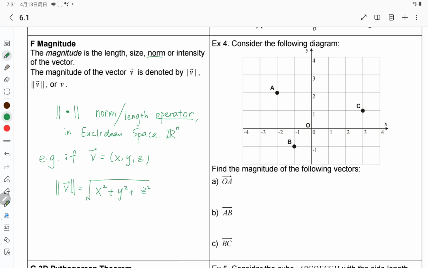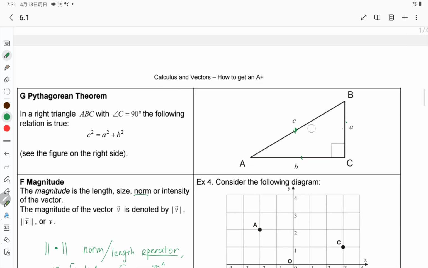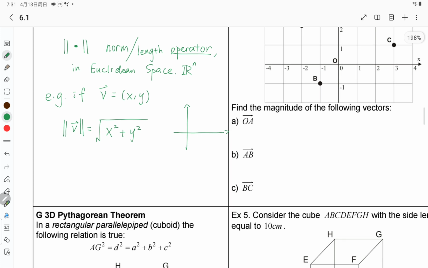For example, we just learned the Pythagorean theorem, so c squared is a squared plus b squared. If we are in two dimensions first, x, y, then this is just the square root of x squared plus y squared, which is simply the Pythagorean theorem. That's what I mean in math: we don't remember everything, but we understand, because if you understand, it's very natural.